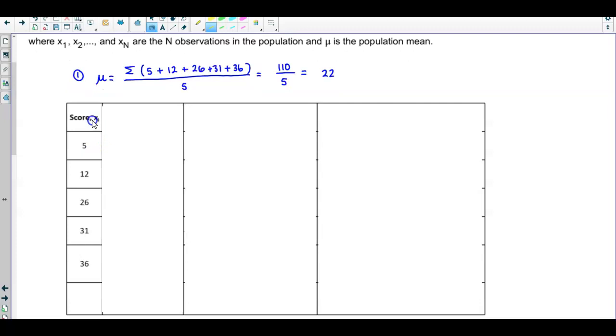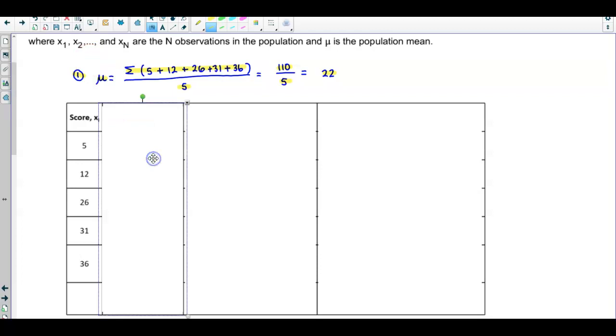Now, the first thing we need to do is we are given these values. So we're going to create a first column, which is our score, which is the data value. And the scores that we have are 5, 12, 26, 31, and then 36. And so what we want to do is find the mean. In order to find the population mean, we're going to take the sum of those data values, which is 110, and divide it by the number of values that we have, which is 5, which gives us a population mean of 22.